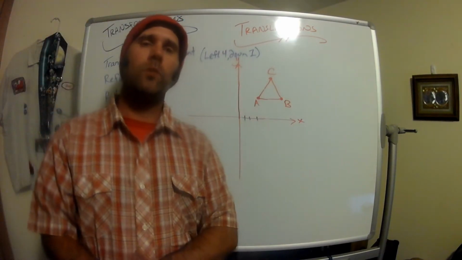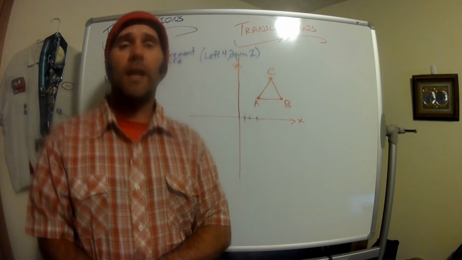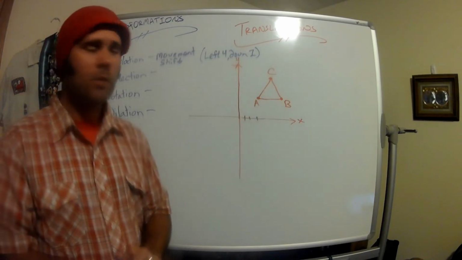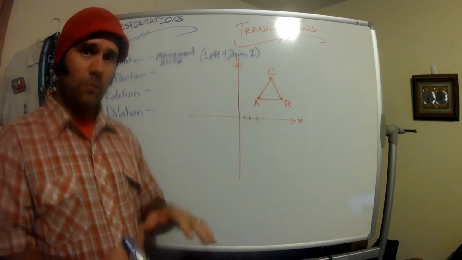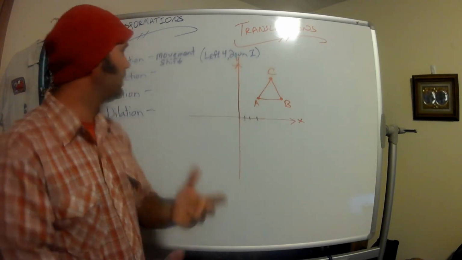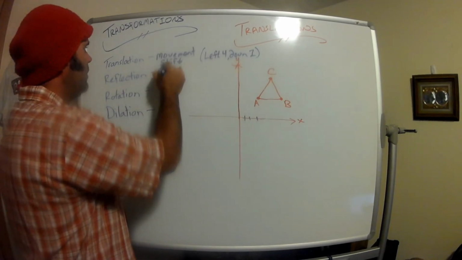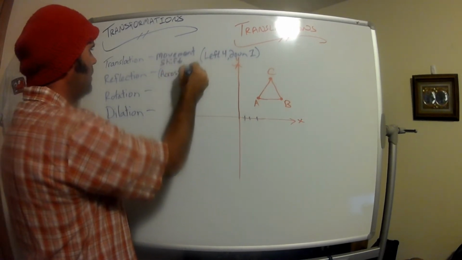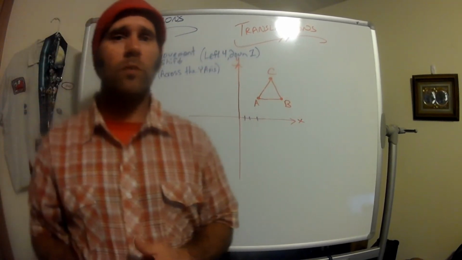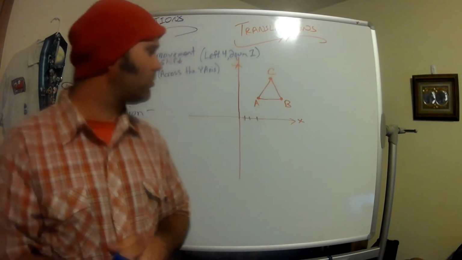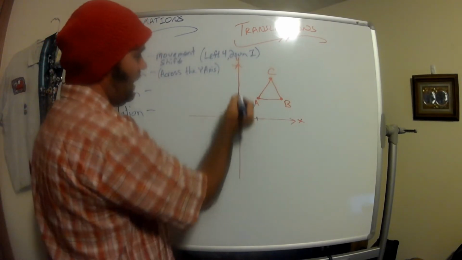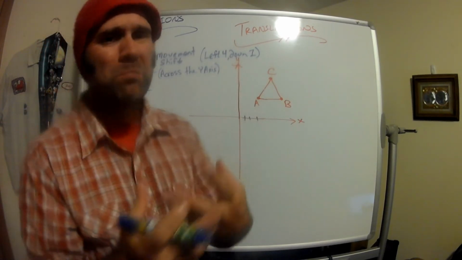All right, so the next one we're going to look at is a reflection. So a reflection is to mirror across something. So we're going to mirror across the y-axis. So we could say reflect across the y-axis. There's many different ways to reflect. This is just one example of a reflection. So to reflect across the y-axis, what we would do is we would look at this line as our mirror. Okay?